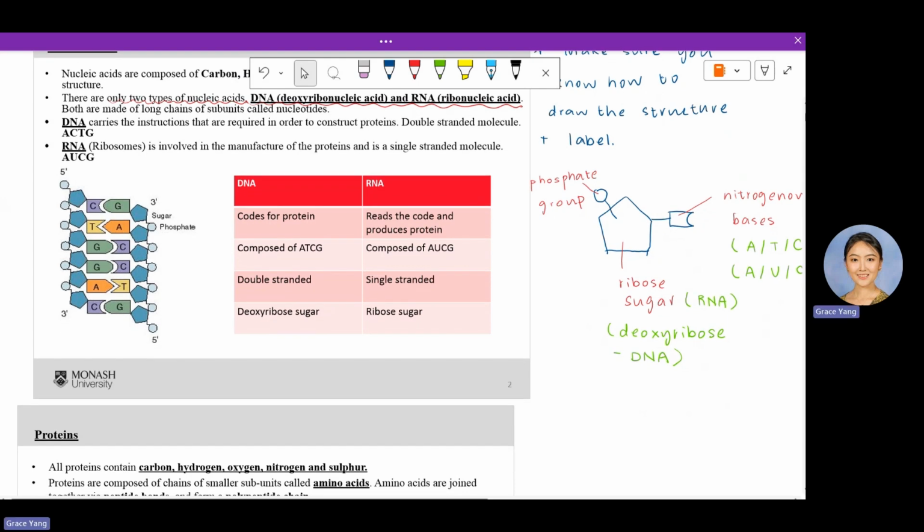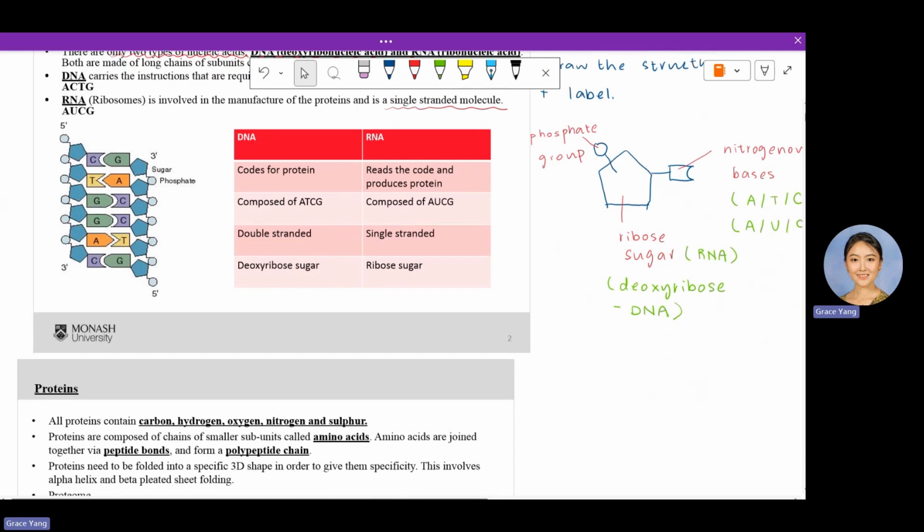Rule of thumb, DNA is a double-stranded molecule. If you're given any diagram and it asks you which kind of molecule that is, or which type of nucleic acid that is, the thing that should give you the most clue is whether the molecule is double-stranded or single-stranded. If it's double-stranded, it has to be DNA, and if it's single-stranded, then you're probably looking at an RNA.